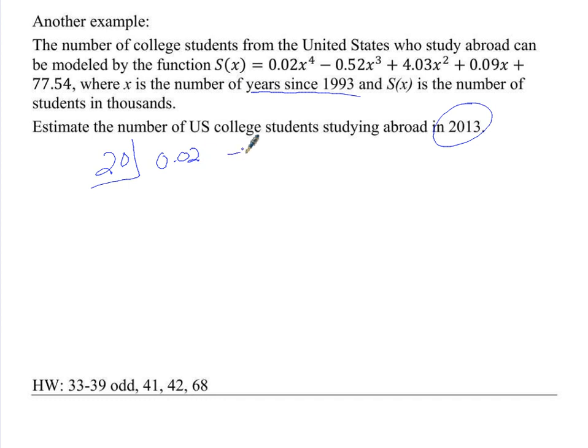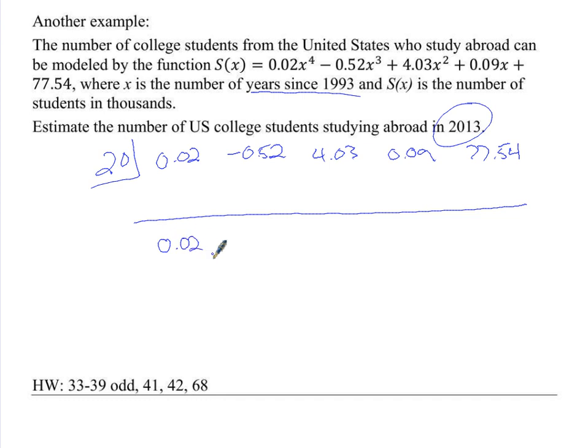0.02, negative 0.52, 4.03, make sure I'm not missing any, 0.09, and finally 77.54. Now I would definitely use a calculator to help me get through this as necessary, but don't rely on it. The 0.02 comes down, and then I have 0.02 times 20.